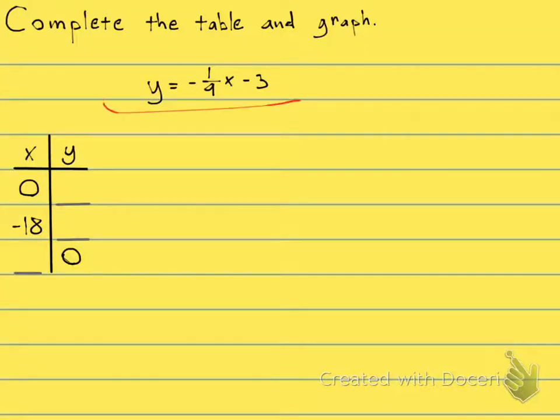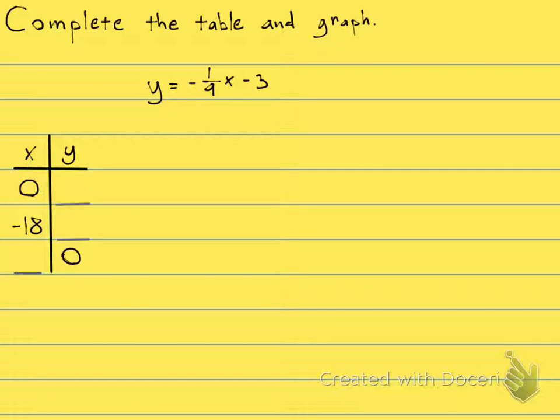All right, we're going to complete the table using this linear equation. Here's our table over here, and they're asking us three things, 1, 2, and 3, and then we're going to graph. So first thing we need to do is plug in a 0, and that is in the x column, so we're going to plug in a 0 for x.